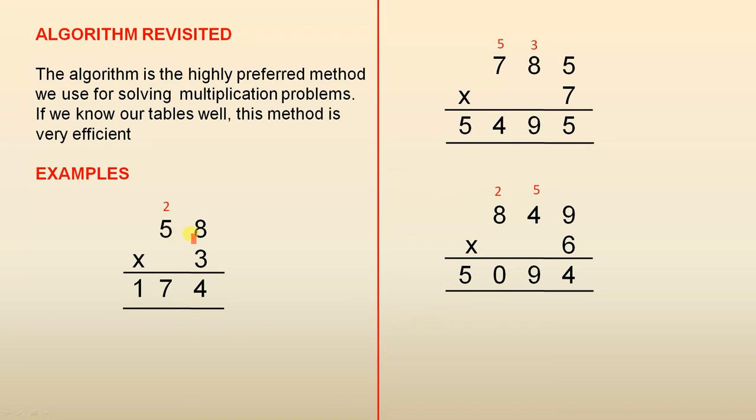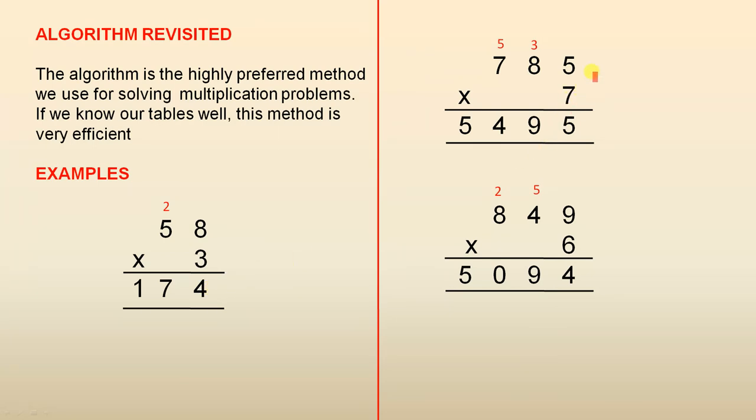If we have to work out 58 multiplied by 3, 3 eights are 24, you put down the 4, and that gives you 2 lots of 10. 3 fives are 15, plus 2 is 17, and the answer is 174.